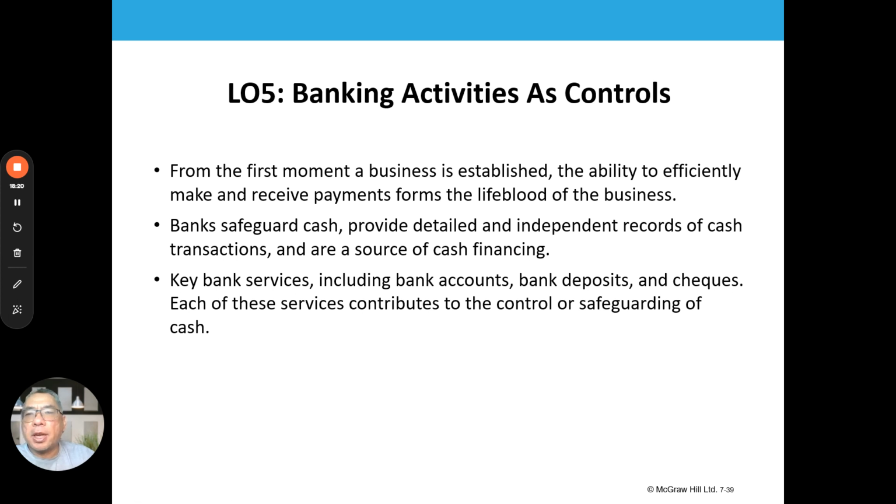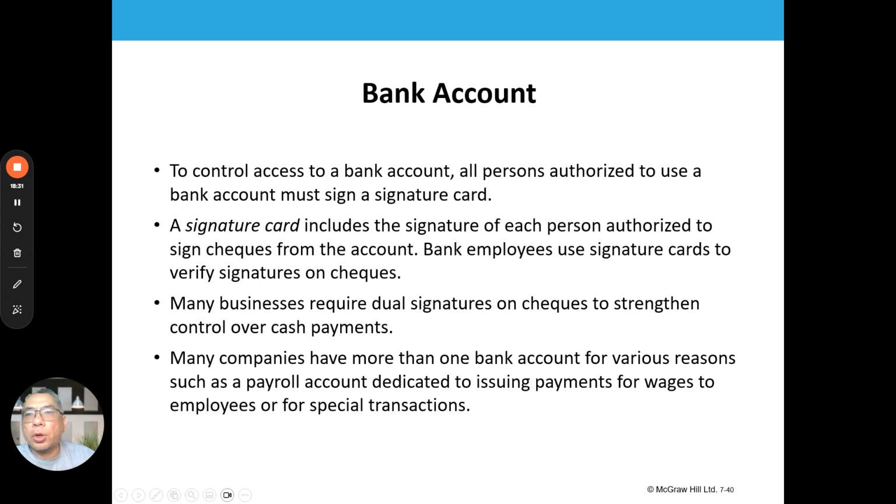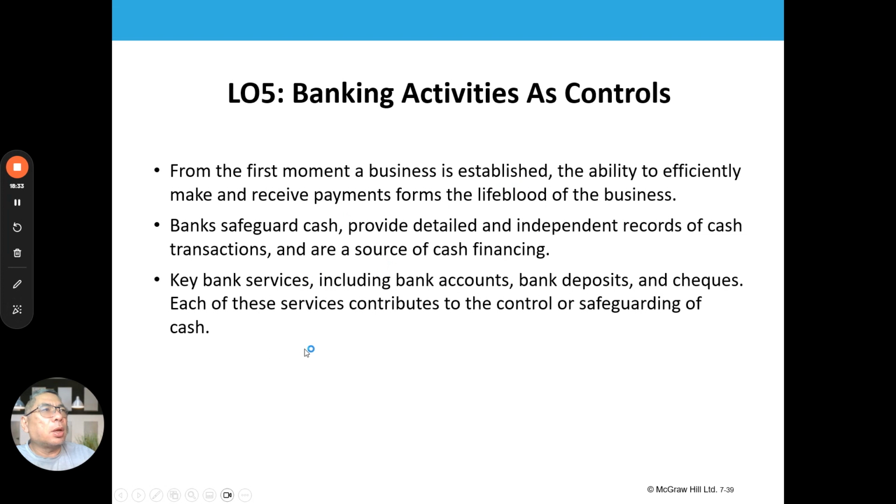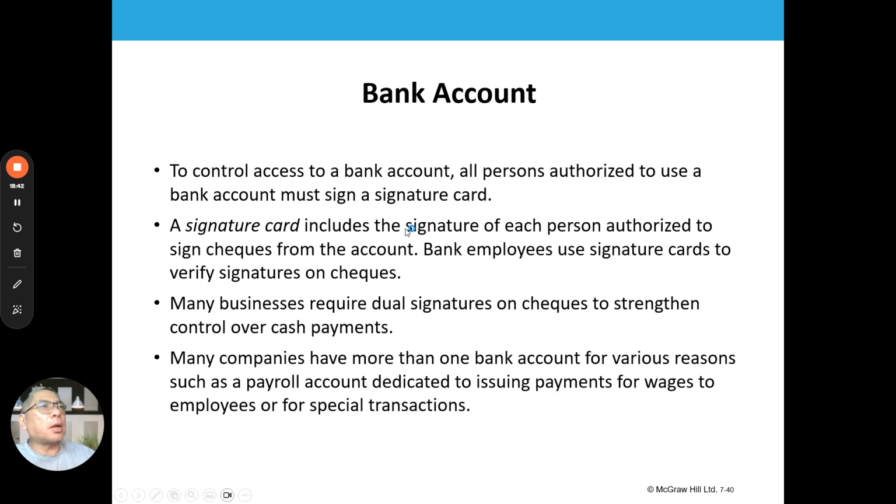The key bank services, including bank accounts, bank deposits, and checks, each contribute to the control of safeguarding the cash. So every day, there is always a reconciliation officer to control, to check, to reconcile all the banking activities and the bank account. The bank account, here, the next slide.